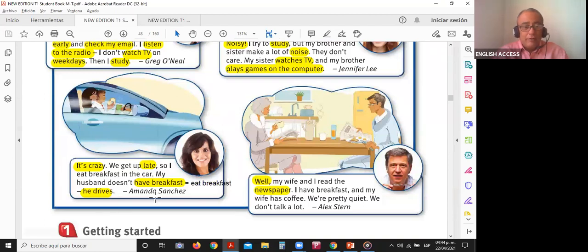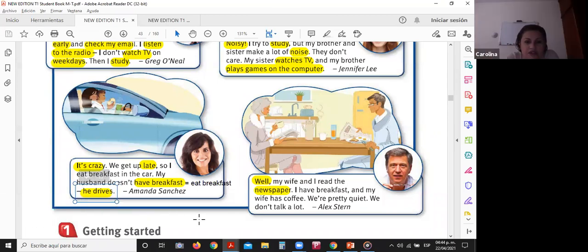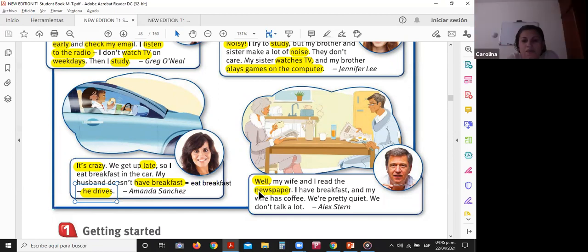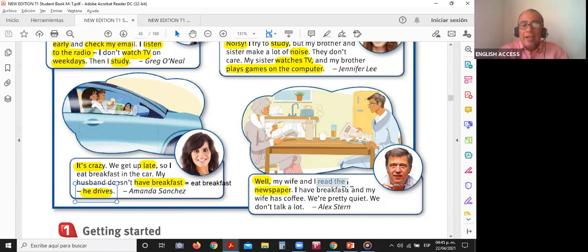For example, here, what about the husband? What is the activity of the husband? He drives. He drives. What about Alex Stern's wife? What is her activity? They read the newspaper. He reads the newspaper.